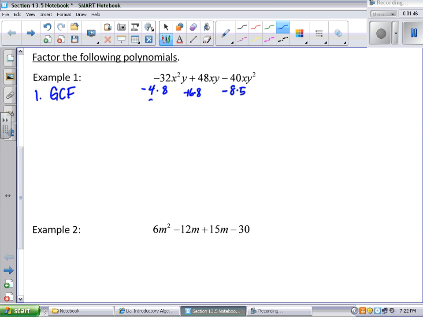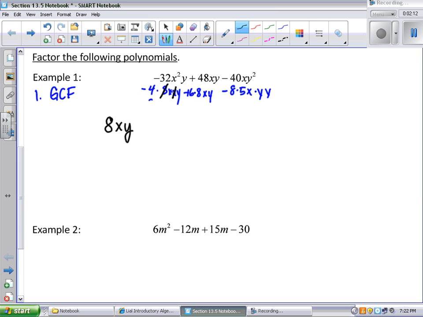And then I'm going to look at the variables. Remember, we always take the smallest number of variables that we have. In the middle, we have just one x and one y. The first term, we have x times x and one factor of y. In the last term, we have 1x and 2 y's. So when we factor out the greatest common factor, we're going to take out 8xy from each of our terms.